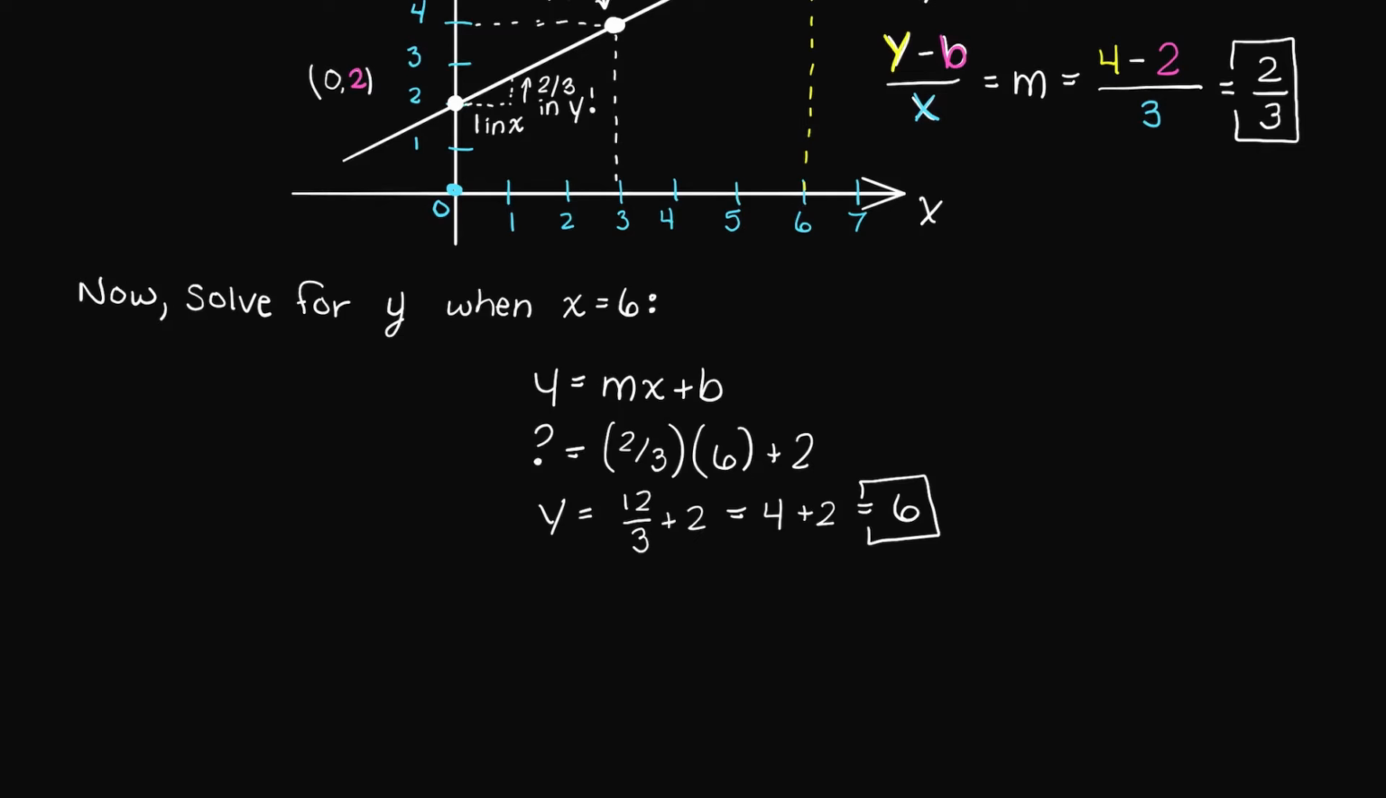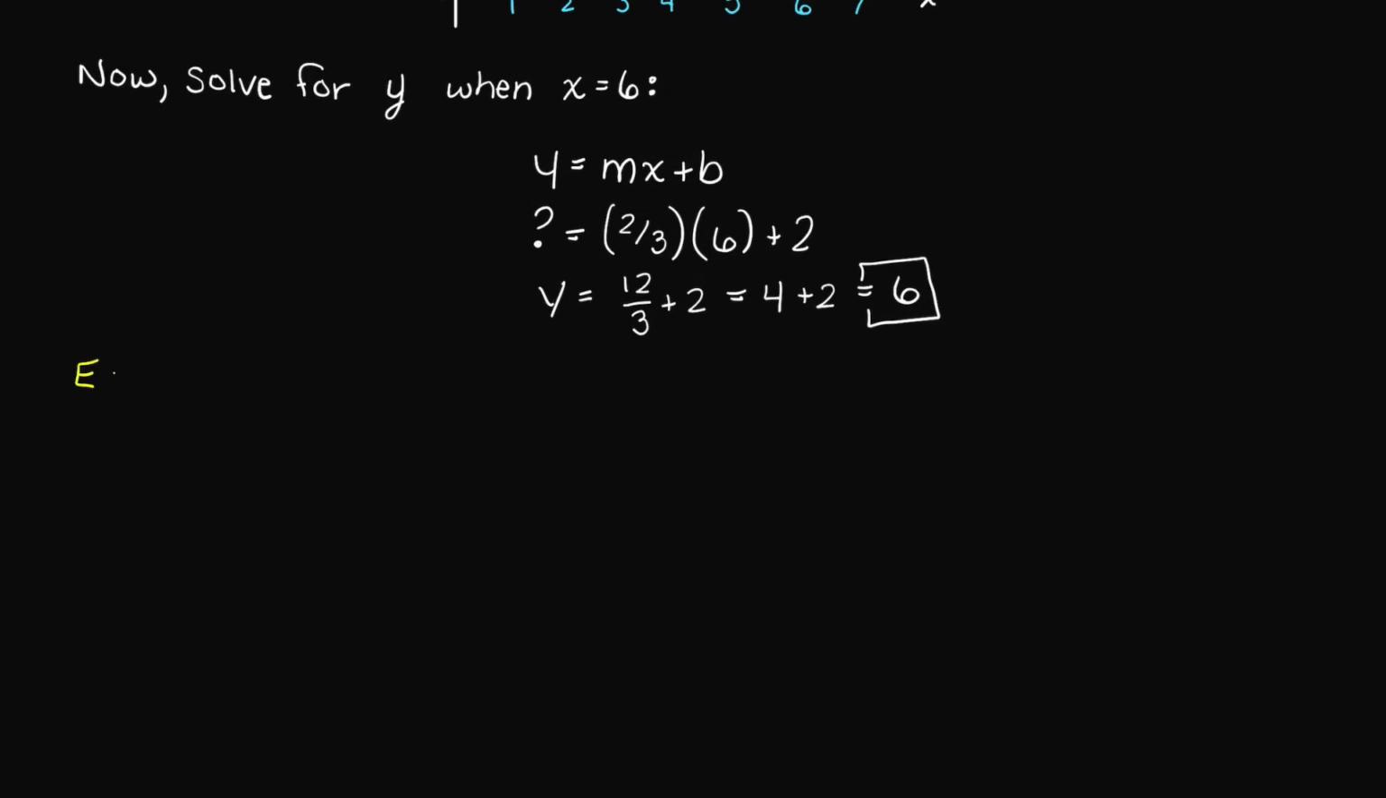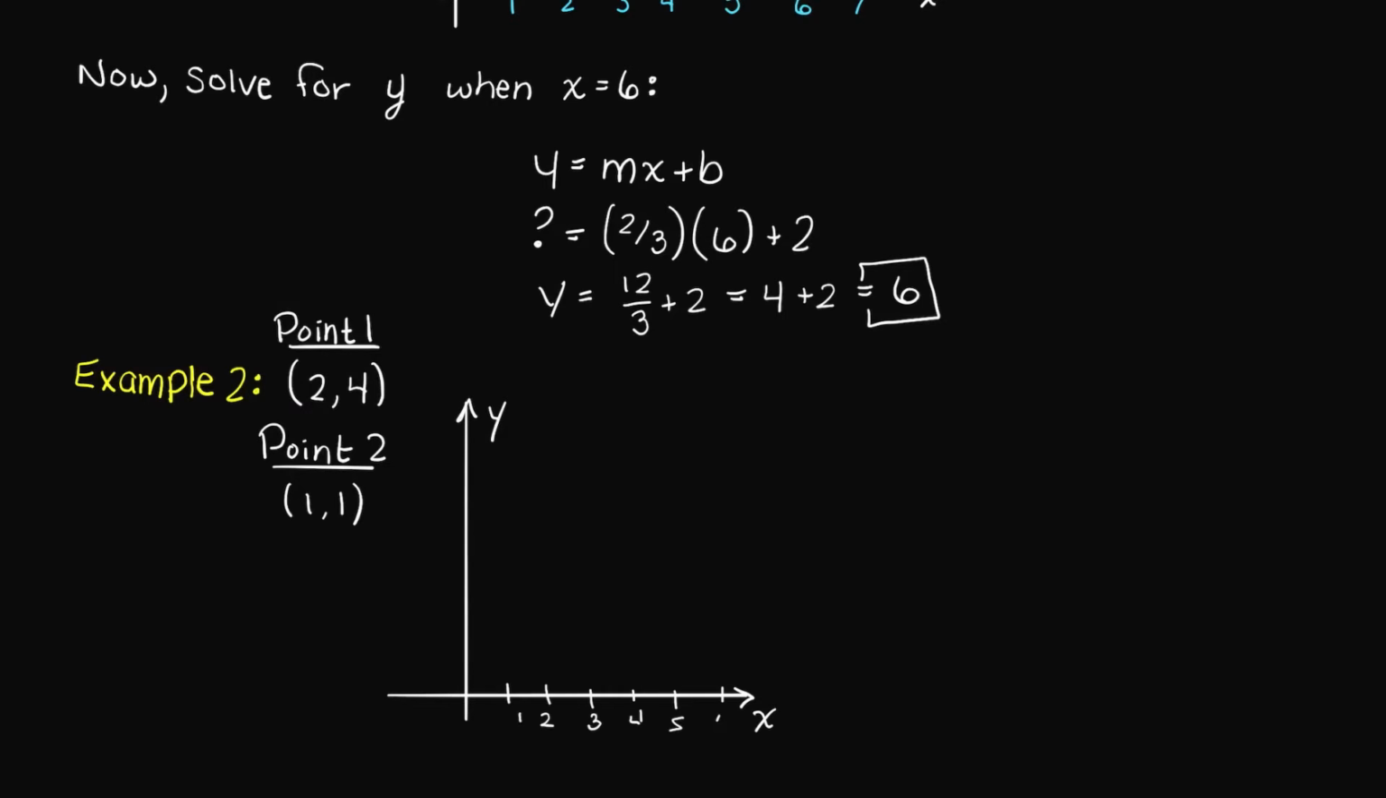Let's look at another question. What if we only had 2 points on our linear function? Our first ordered pair, point 1, is 2x, 4y, and the second ordered pair is 1x, 1y. Let's say we are told to find the y-intercept and the slope of this linear function. How do we go about this now?